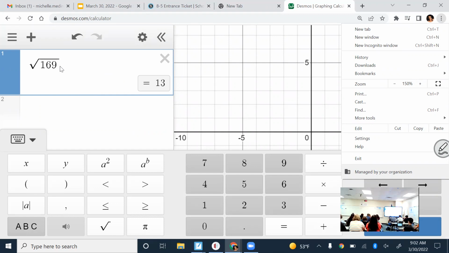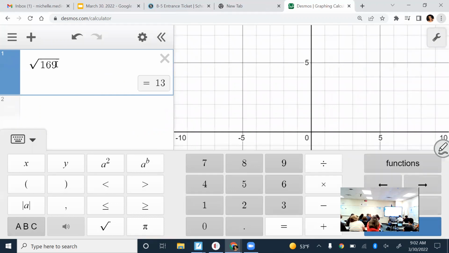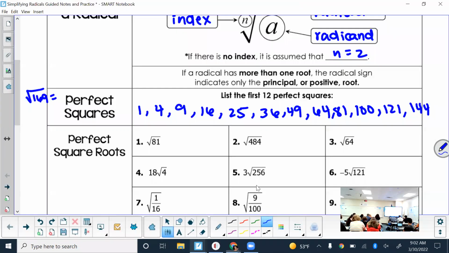But they won't always be perfect squares, which is what we're going to see in the later examples. So if I type in, say, 165, right, I don't get a whole number. I get a decimal, which that process will be a little bit different for how we simplify those. But if it is a perfect square, then just write down that number.